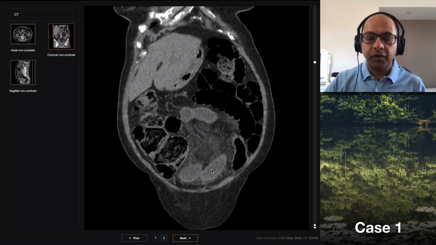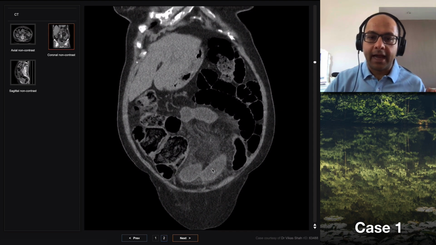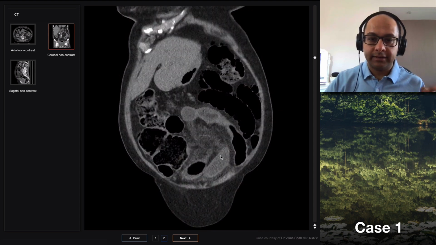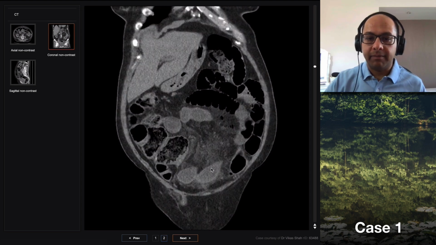And if you are forced to do the scan without contrast due to many different reasons, patients allergic to contrast or you can't get IV access, there is still value in doing the CT. And what you're looking for is exactly this. Is there any abnormal distension of the small bowel? Is there any abnormal density in the small bowel mesentery, which is suggestive of an acute process? And is there any hyperdensity in the bowel wall?